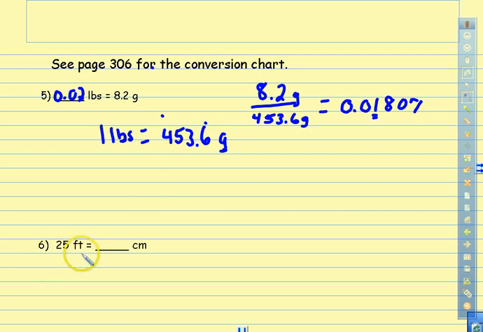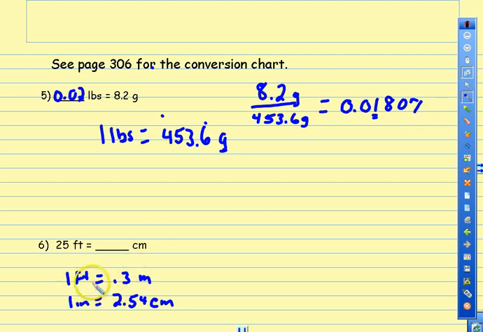Now if we look at this next one, 25 feet equals how many centimeters? If you don't for some reason have your textbook with you, I can tell you a couple of the measurements, one being that 1 foot equals 0.3 meters, and that 1 inch equals 2.54 centimeters. So with that information, I'm going to let you hit pause and solve this. So go ahead and do that.